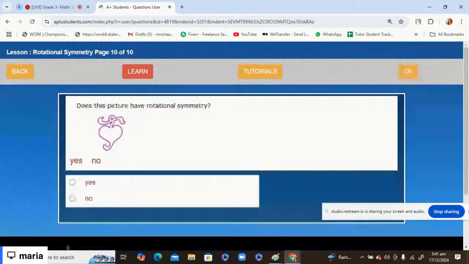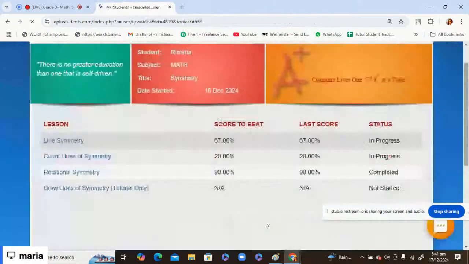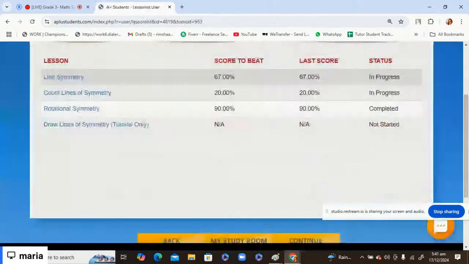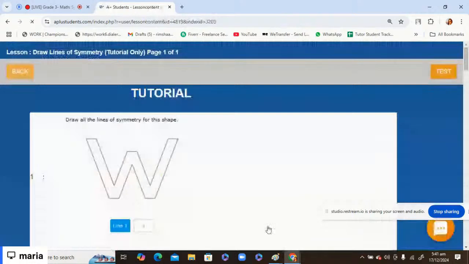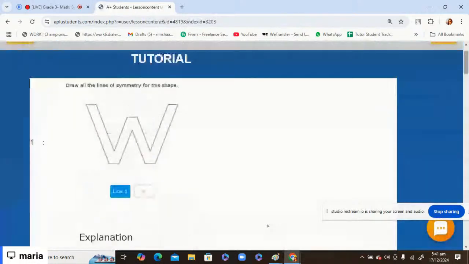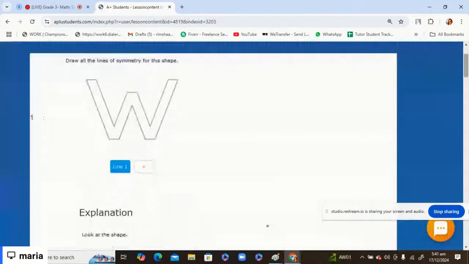Hope you guys understand this lesson. Solve the rest of the test questions regarding this lesson by yourself. Now let's discuss the last lesson of the day, which is draw the line of symmetry. This is only the tutorial, okay? So let me just tell you how to draw the line of symmetry of this. So look here. Draw all the lines of symmetry of this shape.